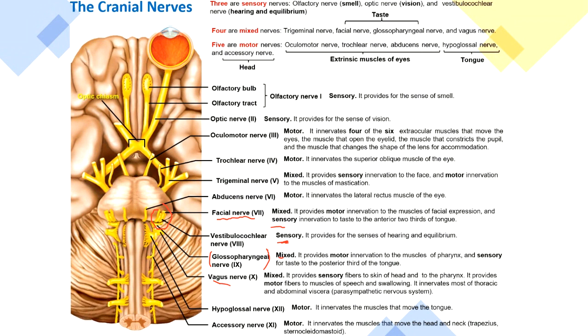All right, then the 11th nerve, we have the hypoglossal. This one also innervates the tongue. And then lastly, the accessory nerve. This one innervates the trapezius muscle and our sternocleidomastoid. Okay, so 12 cranial nerves. Make sure you know their locations and their function.